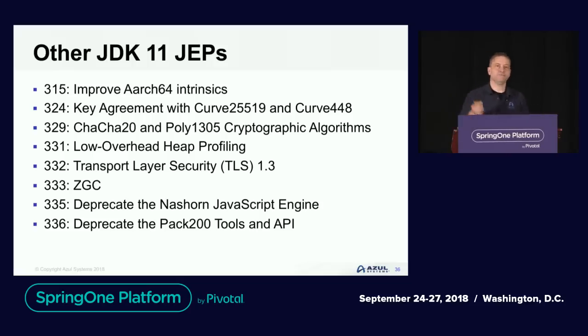Transport layer security version 1.3 is now the latest version and it's supported by Java. ZGC is supposedly the zero garbage collector designed for low latency applications with large heaps. It's an experimental one that's not really designed for general use, but it's an interesting thing to have a look at. I would say, because I work for Azul, that we have Zing with C4, which is even better, so use that one instead. Deprecate the Nashorn JavaScript engine, as I said, so that will at some point be removed, probably. And also the Pack200 tools and API are scheduled for removal at some point in the future as well.